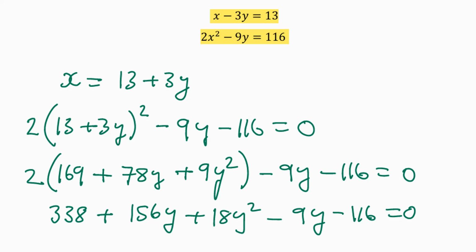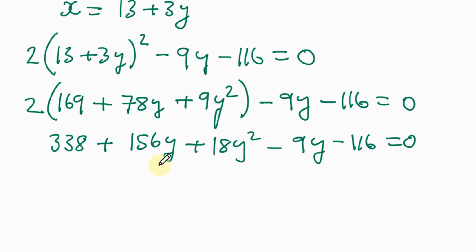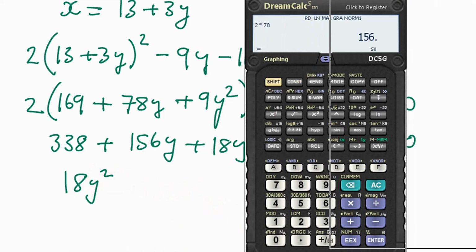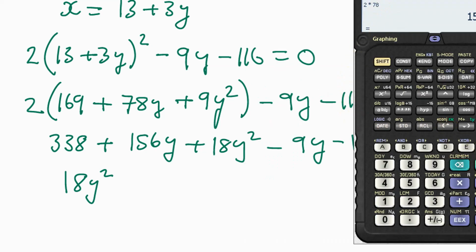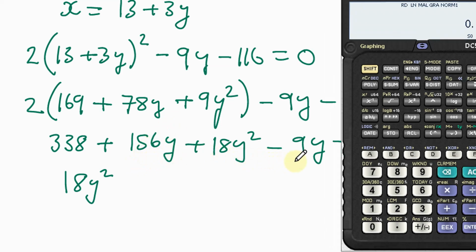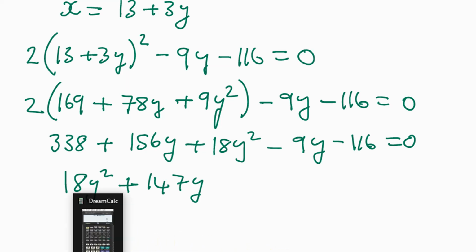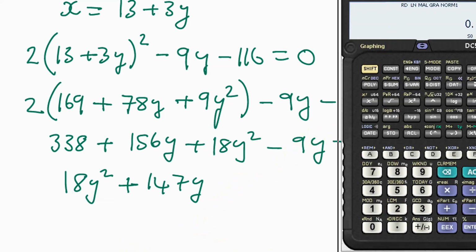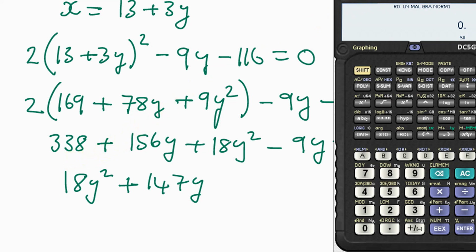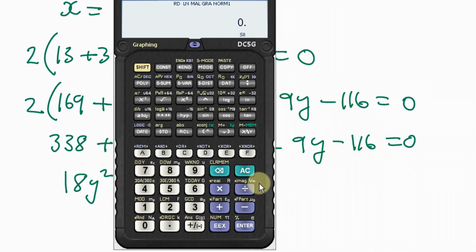Now we can add like terms. And we can also write this equation in standard quadratic form. So 18y squared. And adding the like terms. So we have 156y minus 9y, which is 147y. Then we also have 338 minus 116.